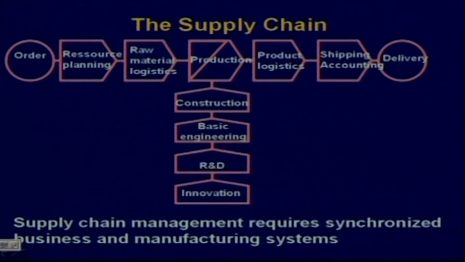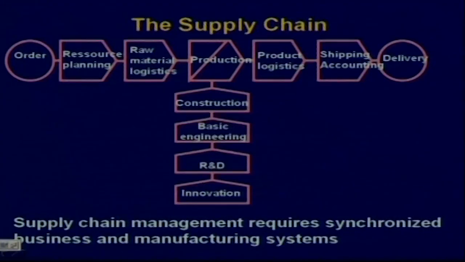Now, finally, when we go to higher and higher levels, we have to take an integrated view of the business, and that is sometimes modeled as a supply chain. On the one hand, we have the orders, and based on the orders you have to do resource planning, and you have to make your raw material logistics, that is, how you are going to procure the materials that you are going to transform to finished products.